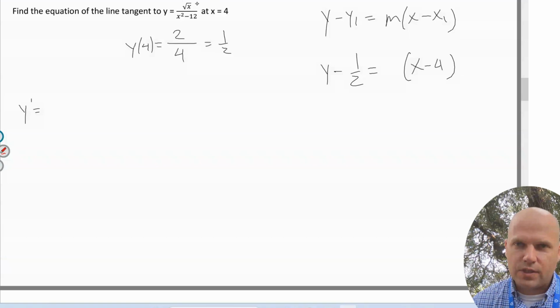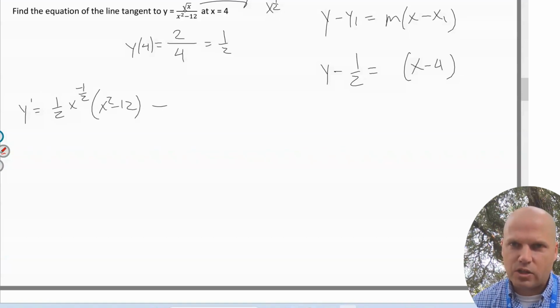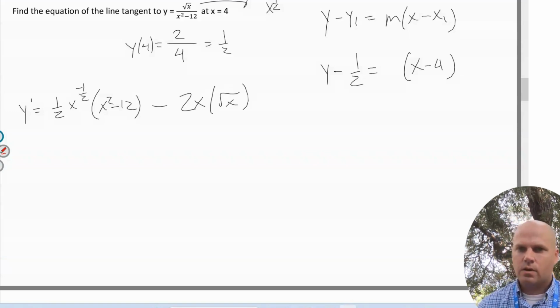The slope is the derivative of the top. Okay, well, this is your exponent rules practice. It's going to be 1/2 x to the -1/2. That's the slope of the top times the bottom, minus the slope of the bottom, which is 2x minus 0, times the top. I'll leave it as root x, all over the bottom squared.